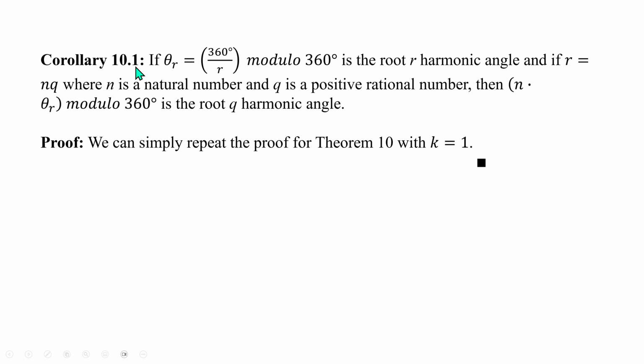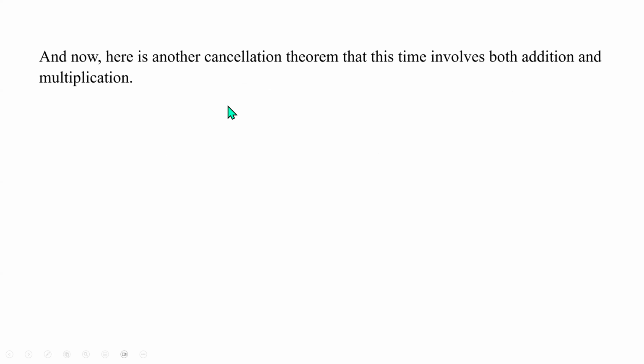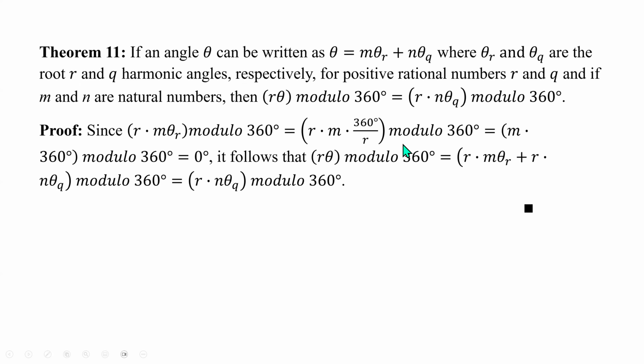Corollary 10.1. If theta sub r, equal to 360 degrees over r modulo 360 degrees, is the root r harmonic angle, and if r is equal to n times q, where n is a natural number and q is a positive rational number, then n times theta sub r modulo 360 degrees is the root q harmonic angle. To prove that, you can simply repeat the proof for theorem 10 with k equal to 1. And now here's another cancellation theorem that this time involves both addition and multiplication.